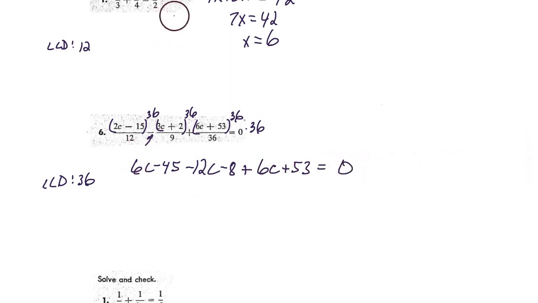Now let's do some combining like terms. The 6c and the 6c cancel away. Looks like we have negative 12c left over. Negative 45 and negative 8 is negative 53, which combines with the positive 53 to make 0. So those cancel away. Divide both sides, and you get c equals 0.